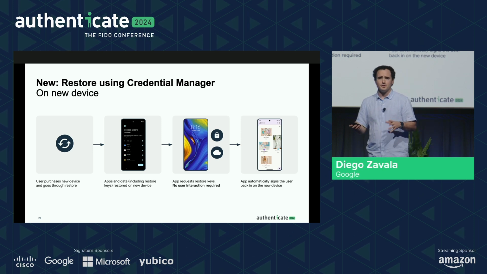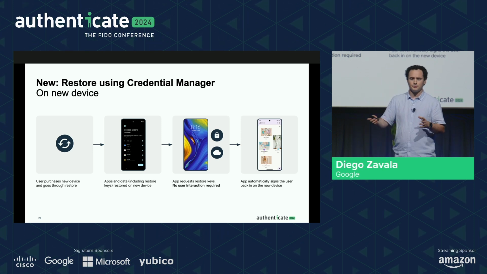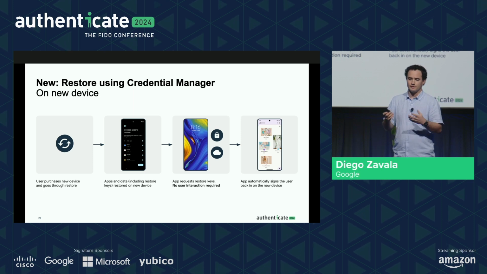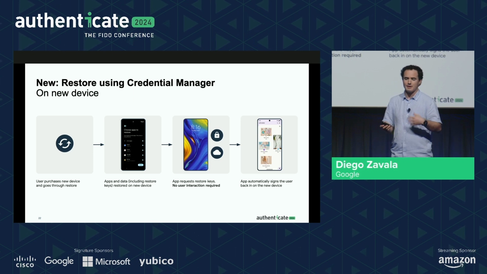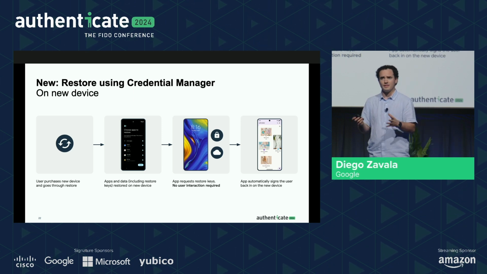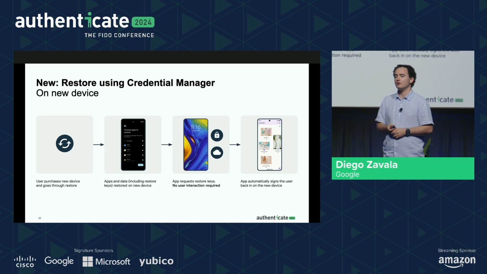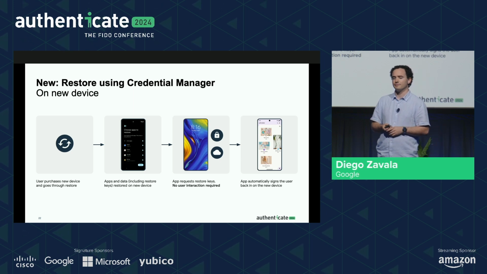And then when the user purchases a new device, like a Pixel 9, and goes through their restore flow, the apps and the app's data, including the restore key, are restored on the new device. At that point, the app can use the restore keys, again, without additional user interaction, to automatically sign the user back in on the new device, so that things like notifications can be sent, and when the user opens the app, they are already signed in.